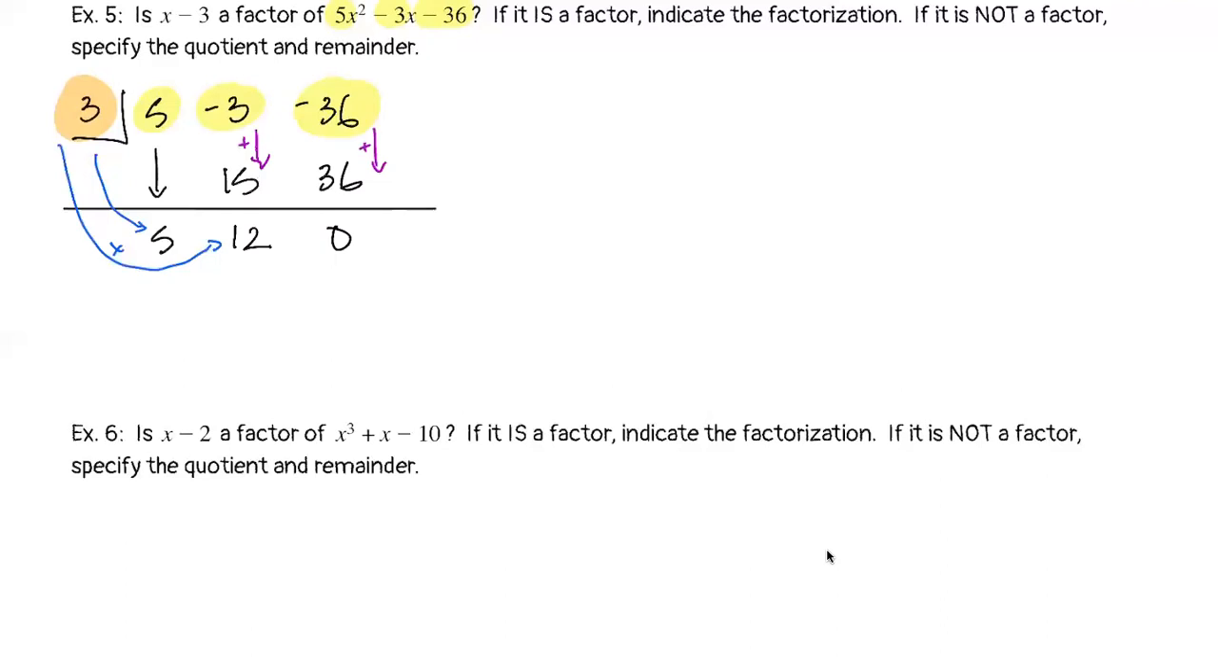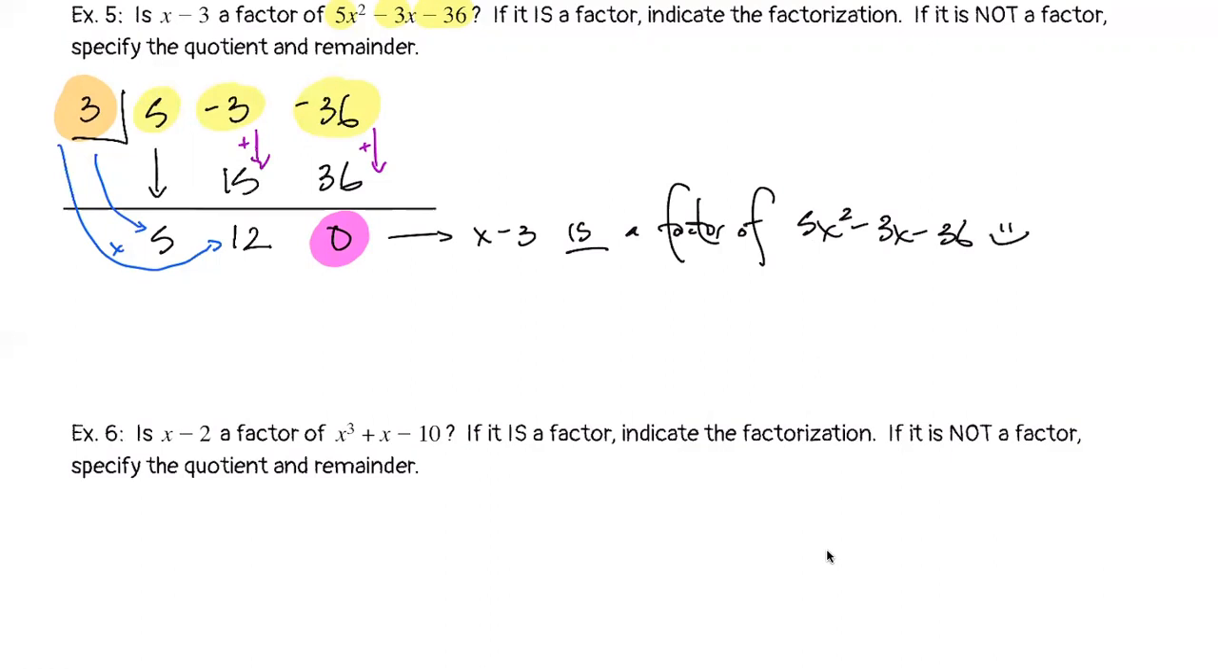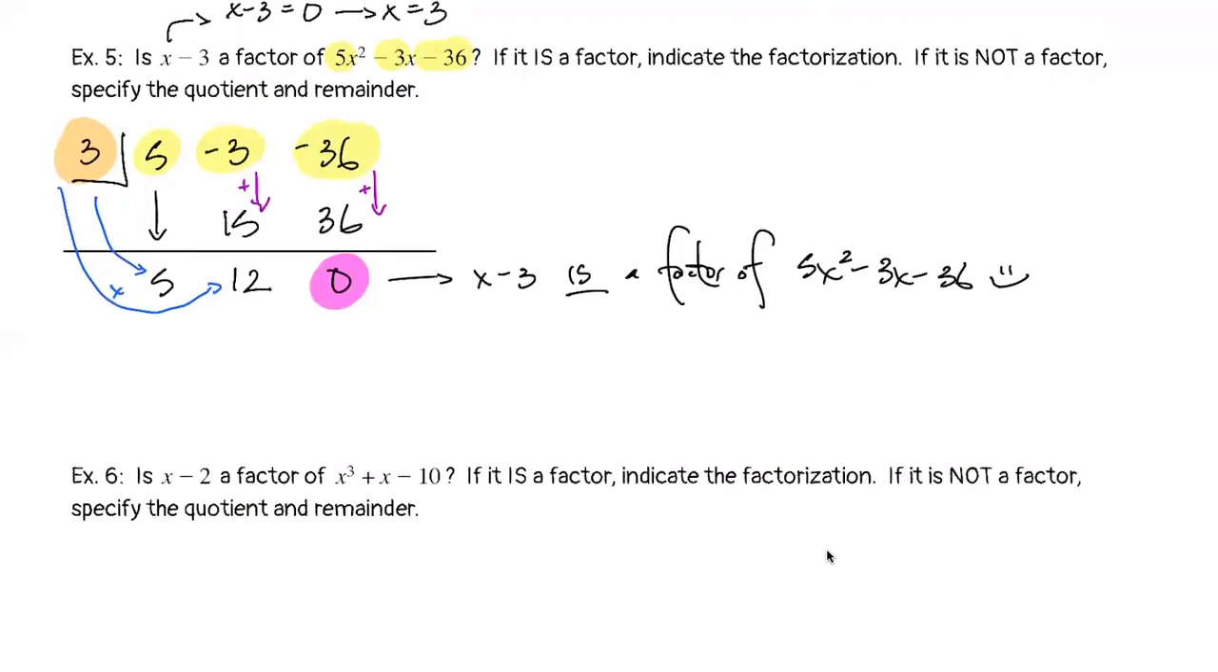Now, as soon as we get into section 3.6, you're going to realize when you get a 0, that's like the best news of your day, okay? So when you get that last number equal to 0, it means that x minus 3 is a factor of the polynomial 5x squared minus 3x minus 36. Okay? So now our directions are a little different. It says if it is a factor, indicate the factorization.